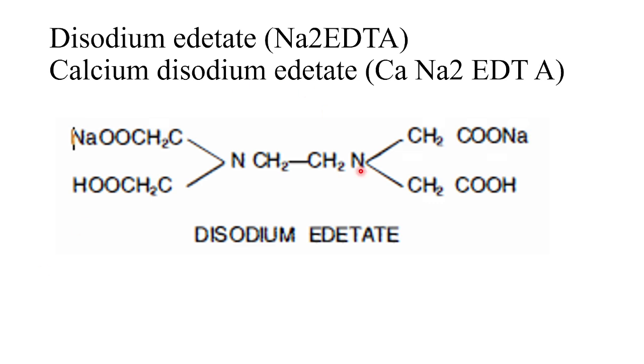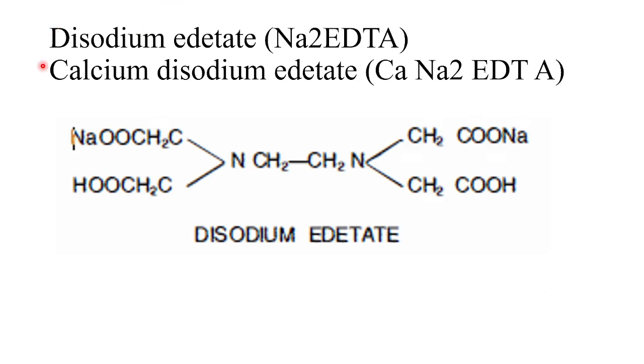So next I have disodium edetate. Let us look at the structure of edetate. Edetate is ethylene diamine tetraacetate, CH2COOH tetraacetate. This is the disodium salt of EDTA. It is acidic in nature. We can also replace one of the hydrogens over here with calcium, and you get calcium disodium edetate. Both of them have a similar range of action.